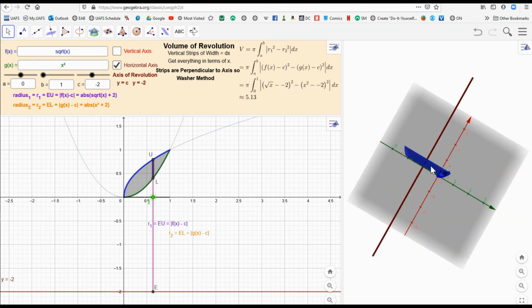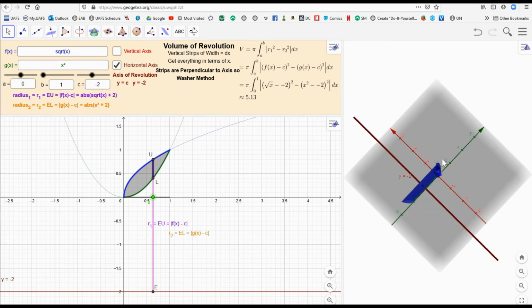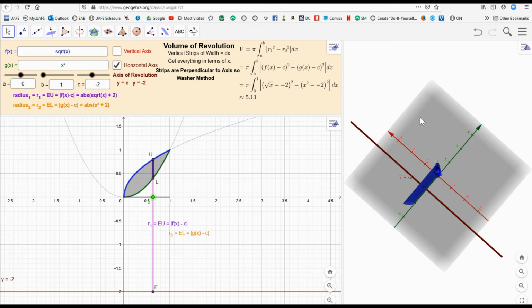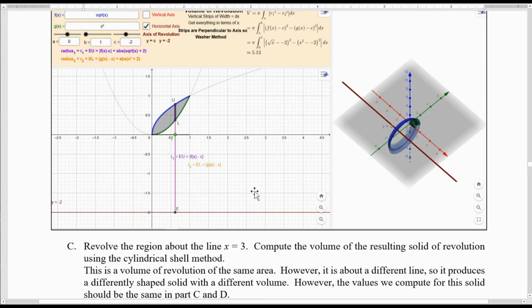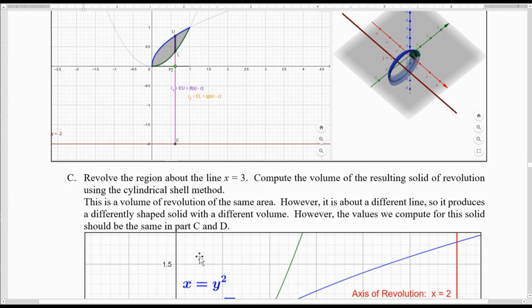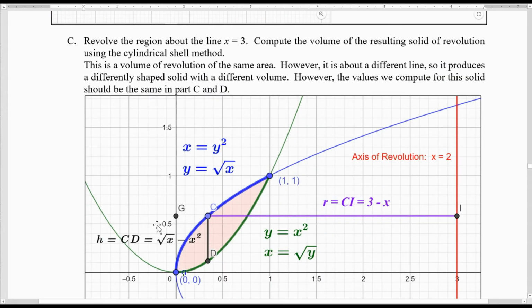Okay, so I think you'll find that this is useful when you can get everything in terms of x. Okay, now let's go on here. So we've done the first problem two different ways. We did it with vertical and with horizontal strips. Now the second problem, we're going to do it two ways as well.